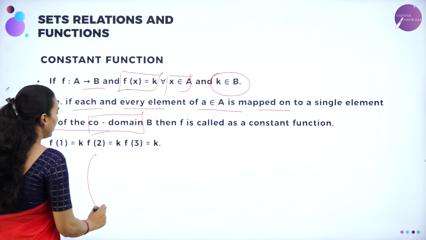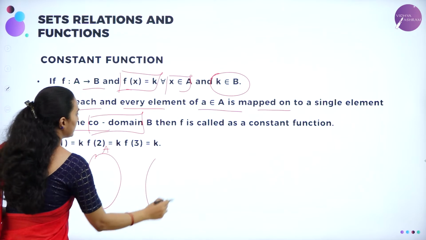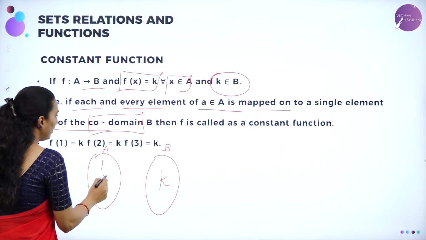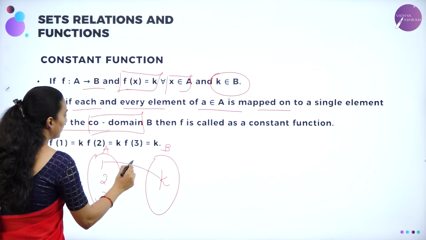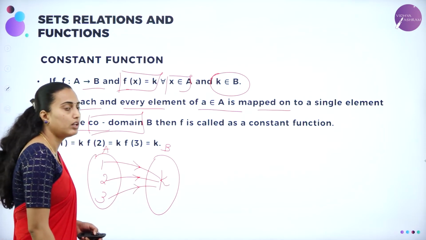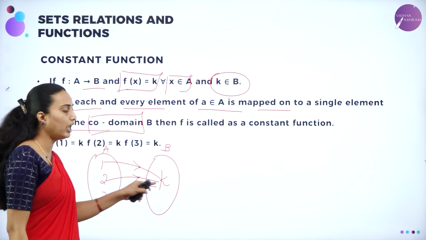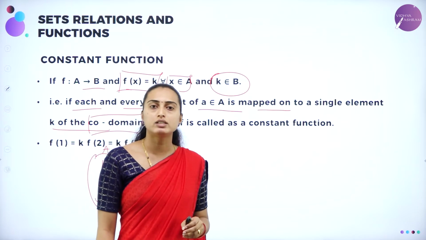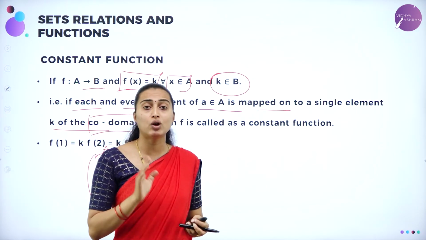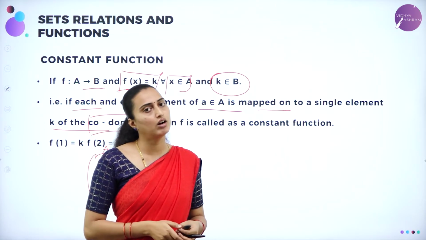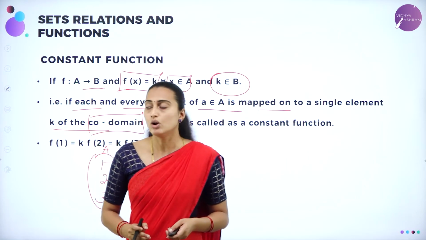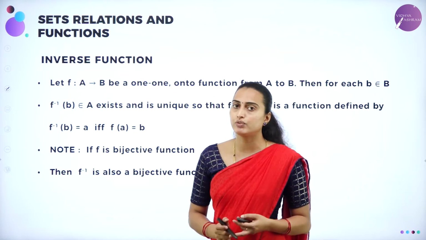See, here I have taken A elements here. This is B. The set B has only one element, which is nothing but k. Here I have 1, 2, 3, 5. 1 is getting connected to k. 2 is also getting connected to k. 3 is also getting connected to k. f of a is equal to k. It is known as the constant function. All the elements are getting connected to only one element, that is a constant. K can be anything. It is known as the constant function. Yes, we'll move on to the next one, inverse function.